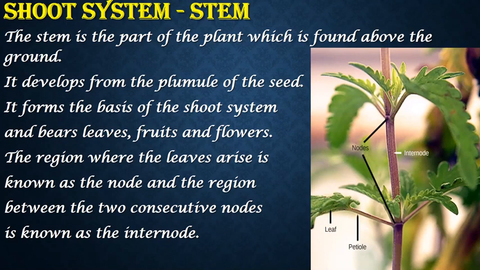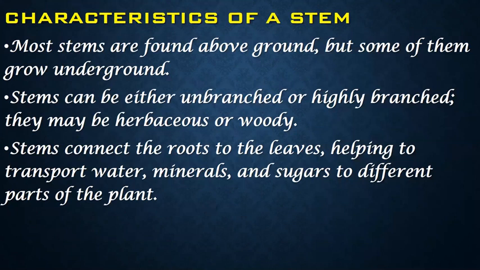The region where the leaves arise is known as the node, and the region between two consecutive nodes is known as the internode, as shown in the figure. Most stems are found above the ground, but some of them grow underground. Stems can be either unbranched or highly branched. They may be herbaceous or woody.